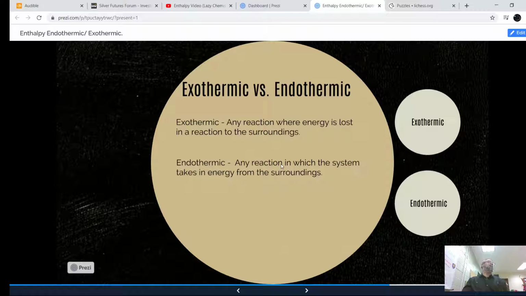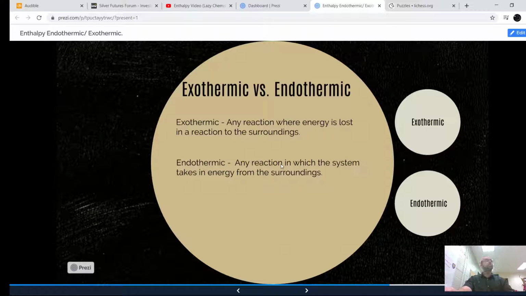A typical exothermic reaction would be fire, for example. Fire releases that energy and it goes into you. That's exothermic. An endothermic one would be when ice is melting in your hand. That's an example of an endothermic process. It is taking energy from your hand and absorbing it into those water molecules.